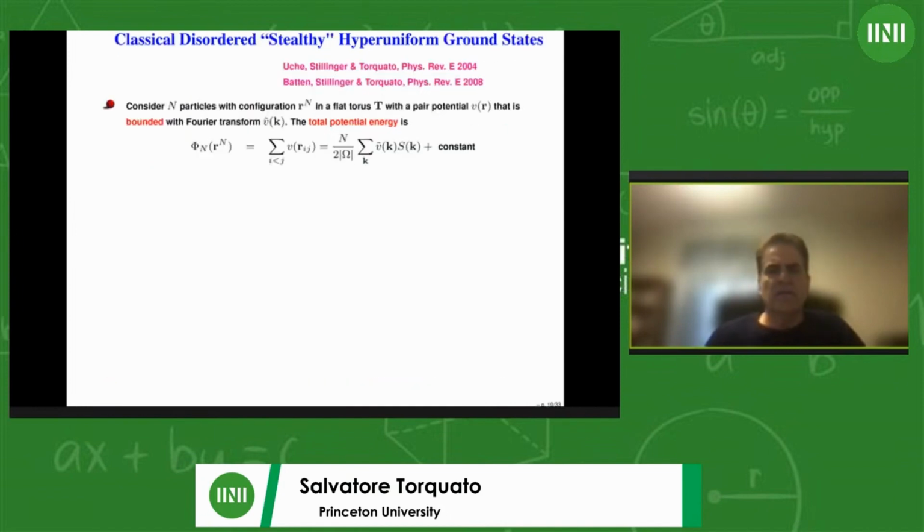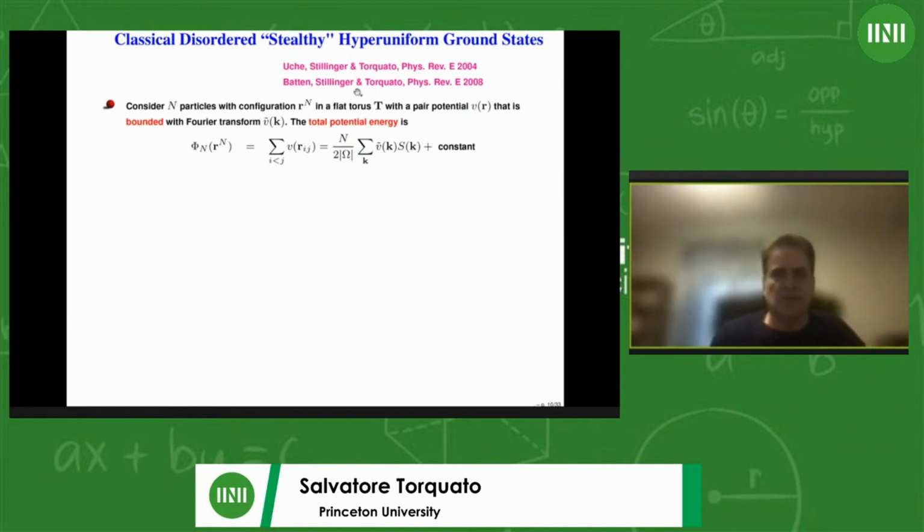Now I want to talk about how you can generate these really bizarre, disordered, stealthy hyperuniform states. In fact, they're actually ground states, which is also bizarre, because when you think of ground states, you don't typically think of disordered states, especially classically. That's what they are. Now, how do you produce them?